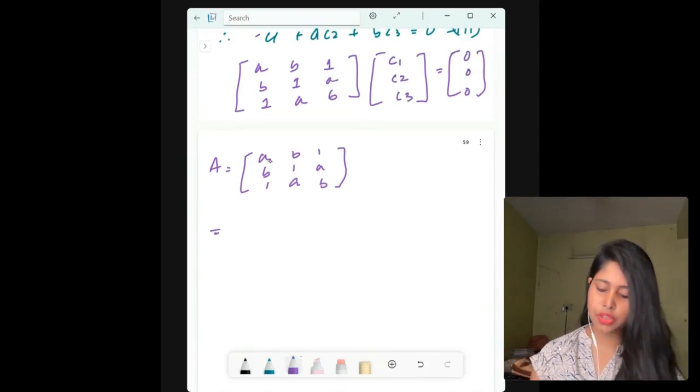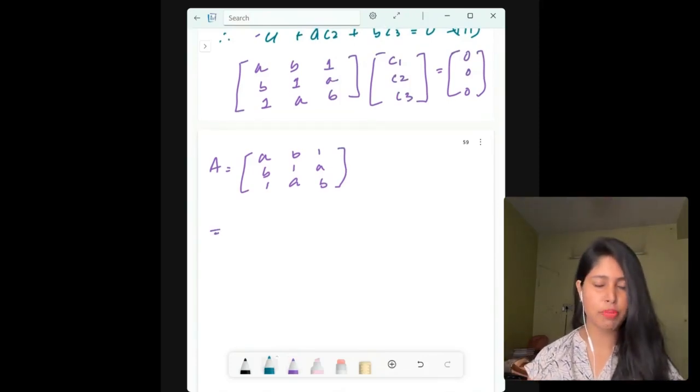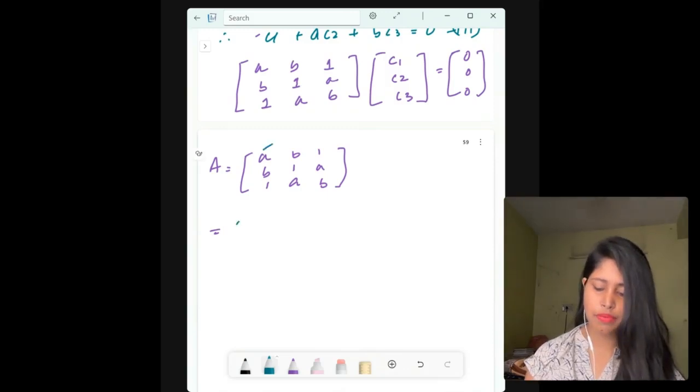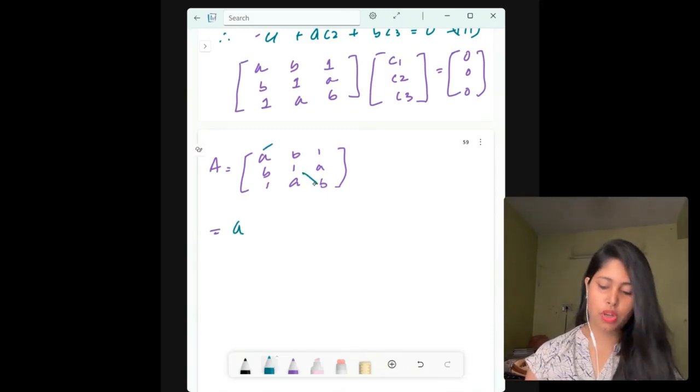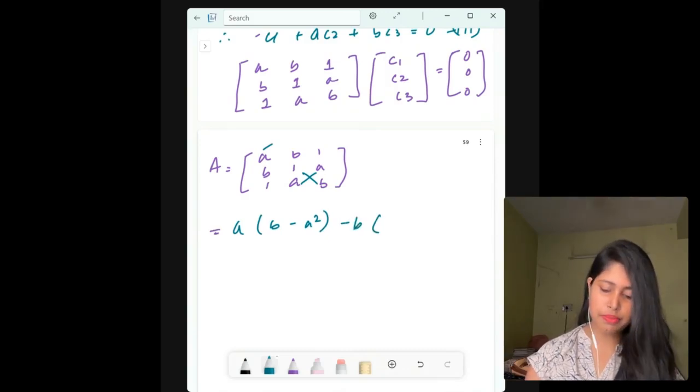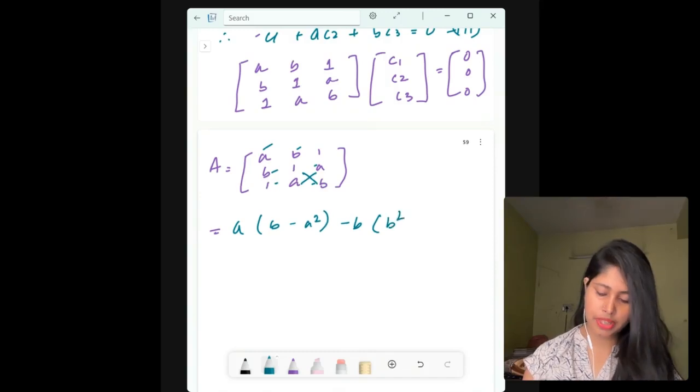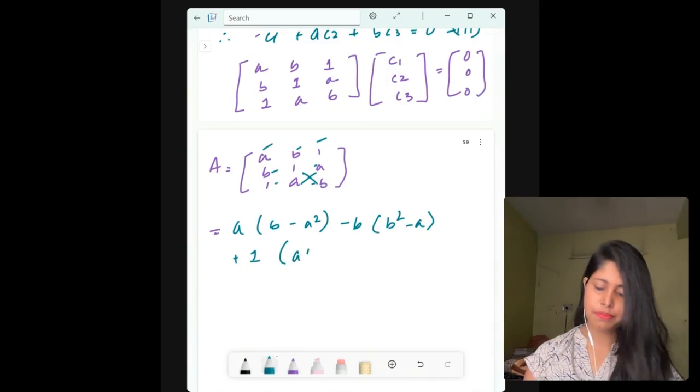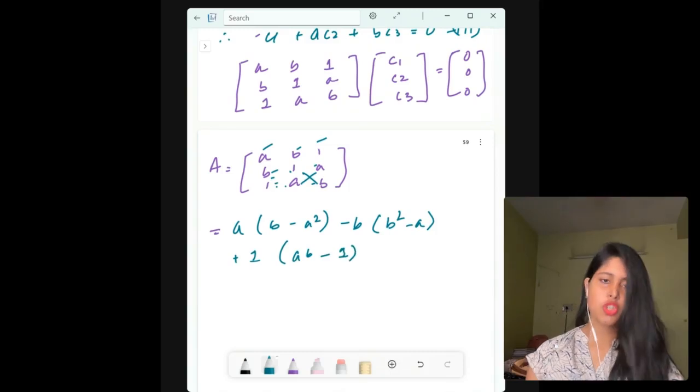How do you find the determinant? You already know, you have learned how to find the determinant, right? First take this a, then cross multiply, which is b minus a square, then this will be minus, next term is minus b, then you need to take b into b minus a into 1, so it will be b squared minus a. And the third term will be 1 into ab minus 1. So this is the determinant.